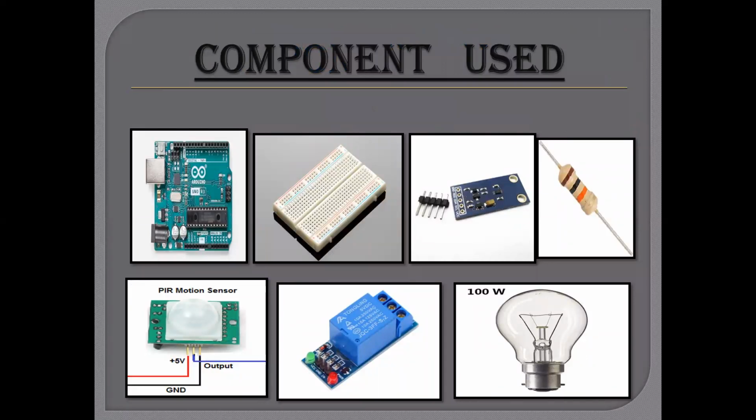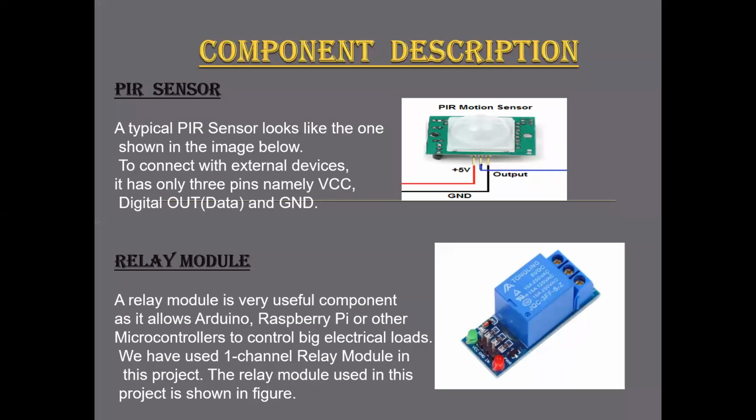Components used in this project are an Arduino, a breadboard, a light intensity sensor, a resistor, a PIR motion sensor, a relay module, and a bulb. The PIR sensor detects motion. This is the relay module. The relay module allows an Arduino or other microcontroller to connect to big electrical loads.